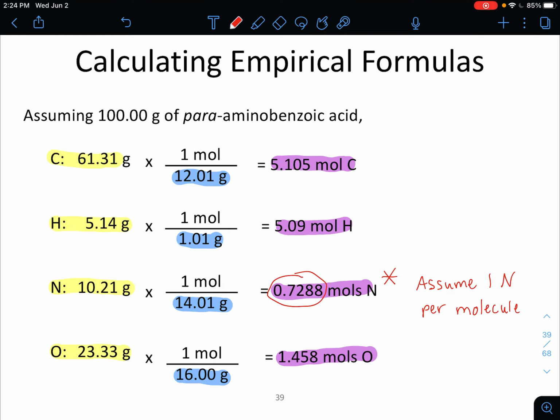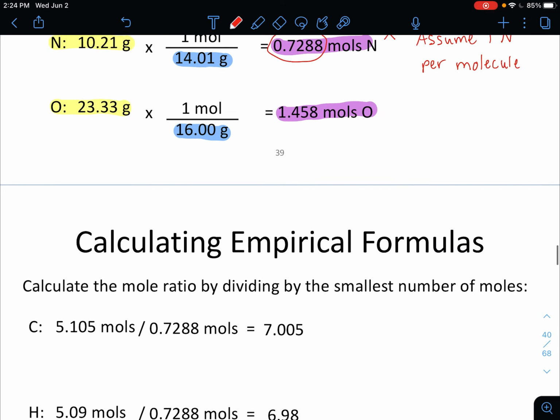Because it's basically going to tell me how many carbons are there per 1 nitrogen, how many hydrogens are there per 1 nitrogen, how many oxygens. If there truly is only 1 nitrogen in my empirical formula, then I will get pretty close to whole numbers for all the other values, and that'll be it. Then I'll have my empirical formula.